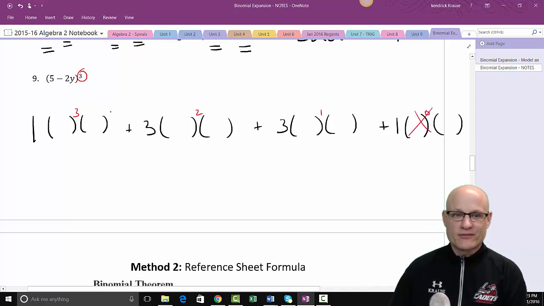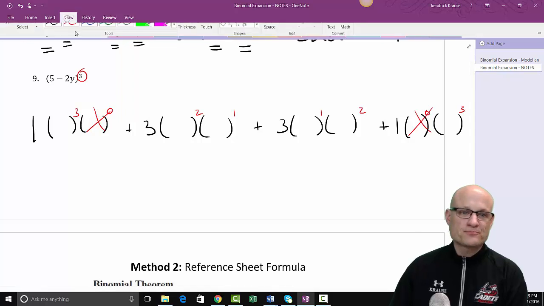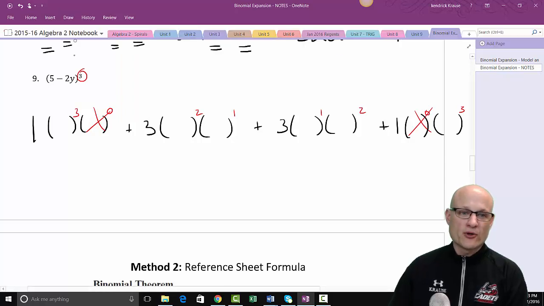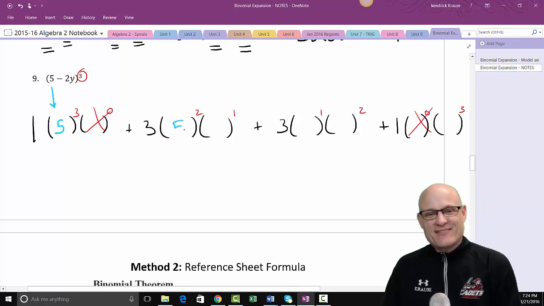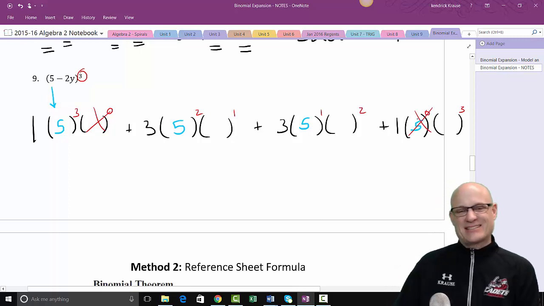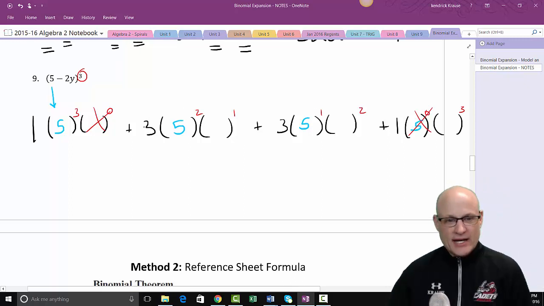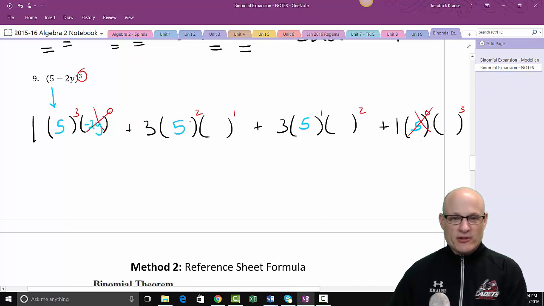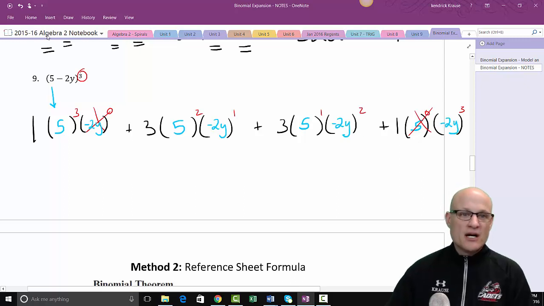You know you screwed up if you're out of things and you got to go to negatives, because you ain't going to negatives. We'll start at 0, get rid of that one. We don't need it. 0, 1, 2, 3. So in this first one, we will put whatever's first. 5. And then the second one, we're going to put negative 2y. You got to be careful with the negative. All right. Let's see what we got here.